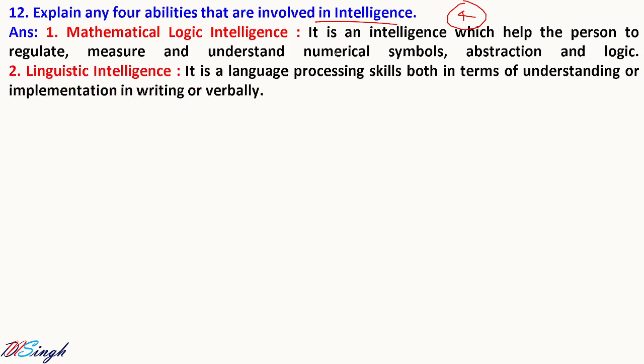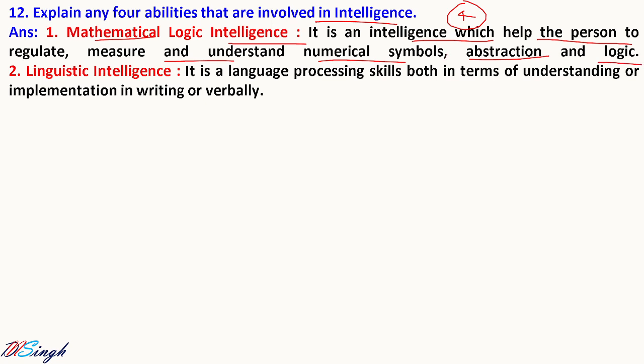Let us go for the next question. Explain any 4 abilities that are involved in intelligence. Again, this is a 4 mark question and such type of questions are being asked in your long answer type. You have to remember this. There you have different type of intelligence, like mathematical and logical intelligence. It is an intelligence which helps a person to regulate, measure and understand numerical symbols, abstraction and logic.